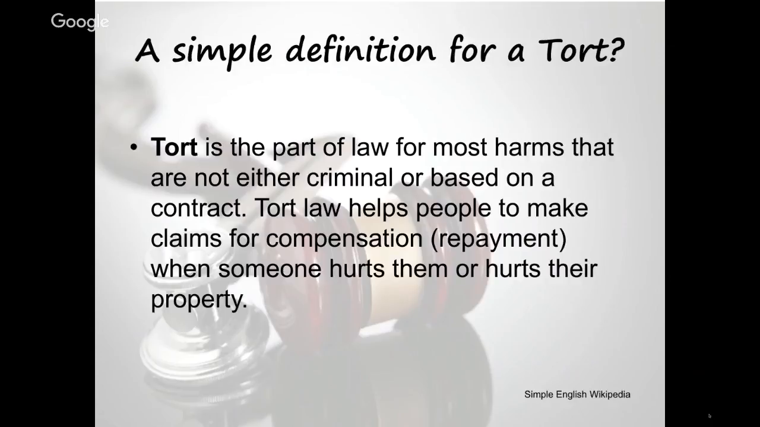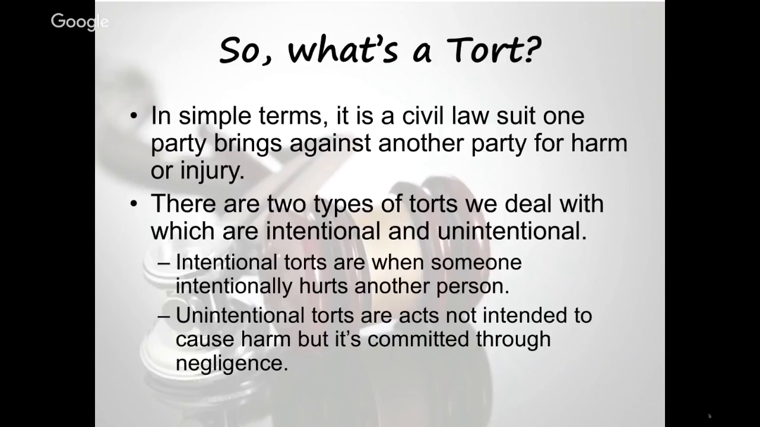So basically, in simple terms, it is a civil lawsuit one party brings against another party for harm or injury. There are two types of torts that we deal with, which are intentional and unintentional. Intentional torts are when someone intentionally hurts another person, and this is probably more toward the criminal side: battery, assault, those types of things. Unintentional torts are acts not intended to cause harm, but committed through negligence. And this is probably more the healthcare arena for lawsuits and so forth.